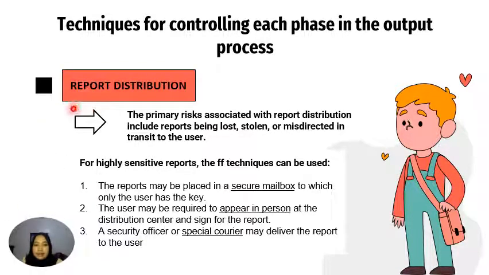The next stage of the output process is the report distribution. The primary risks associated with report distribution include reports being lost, stolen, or misdirected in transit to the user. A number of control measures can minimize these exposures. So for example, when reports are generated, the name and address of the user should be printed on the report.